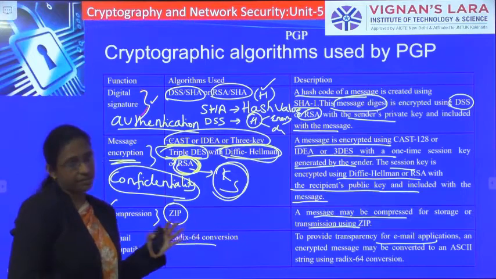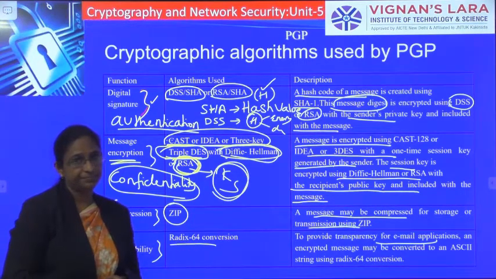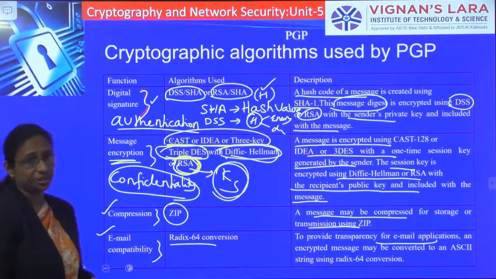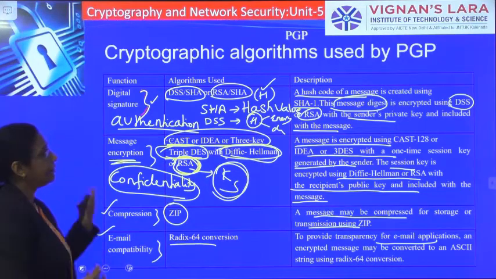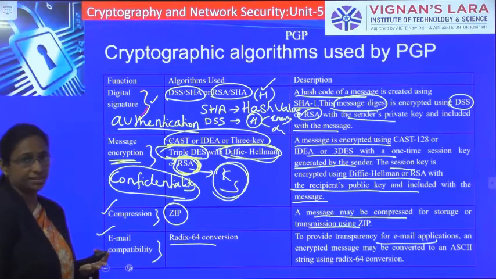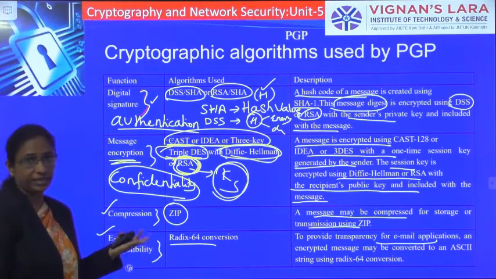Okay, and then it is sent through the email. So these are the different algorithms used for the PGP. For authentication, PGP uses DSS or RSA along with the SHA algorithm for generating the signature and for verifying the signatures.